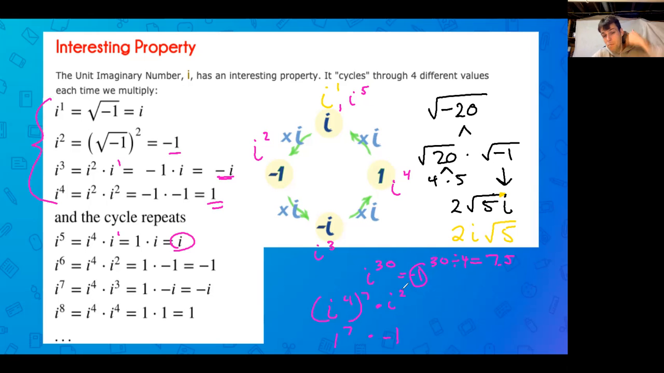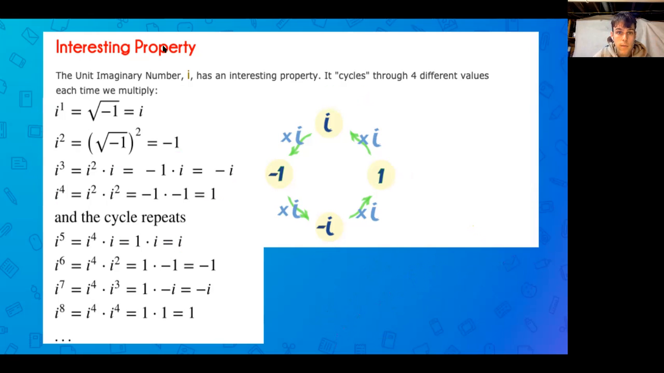And you can do that with any power of i you really want to. We won't really be doing that so much. We'll mostly be dealing with these lower powers of i, but it's worth knowing. All right. I'm going to go ahead and stop this video here.